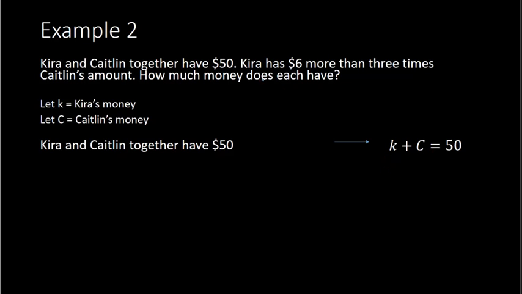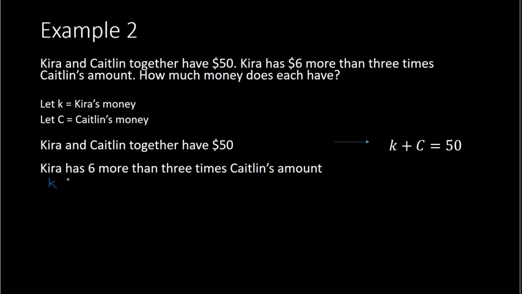The other thing that we know is that Kira has $6 more than 3 times Caitlin's amount. So I can create an equation from this. Her amount is equal to 6 more than 3 times Caitlin's amount. So I do 3 times Caitlin's amount and add 6 to that. So 3C plus 6. And that is my second equation. K equals 3C plus 6.